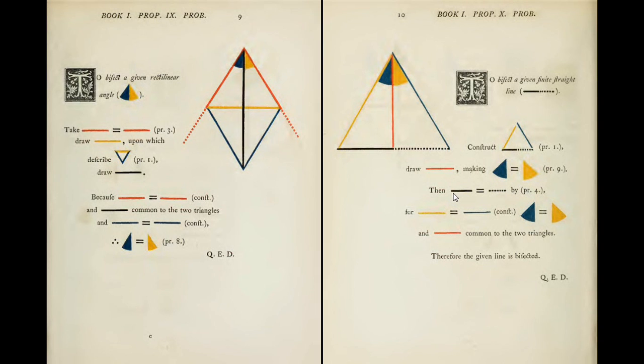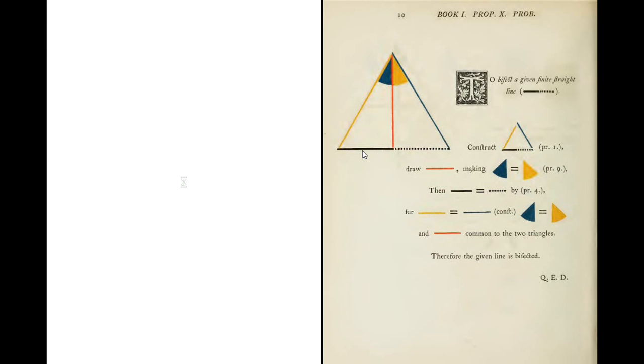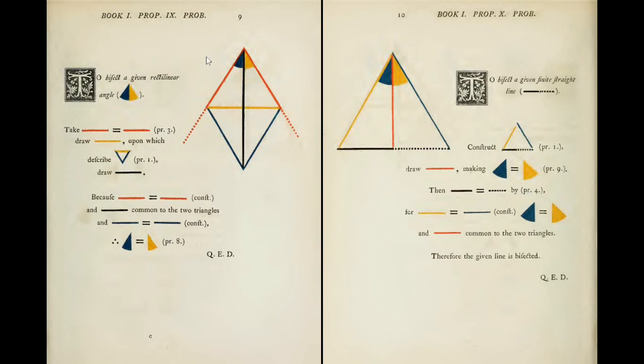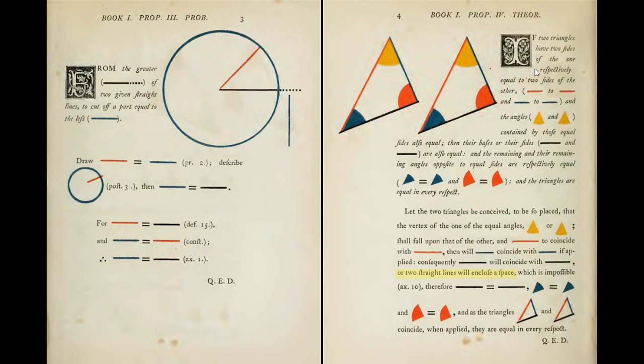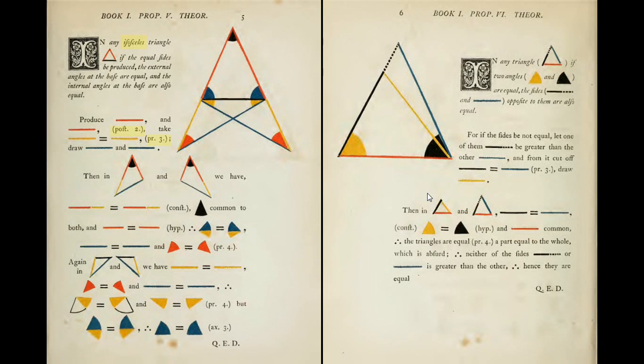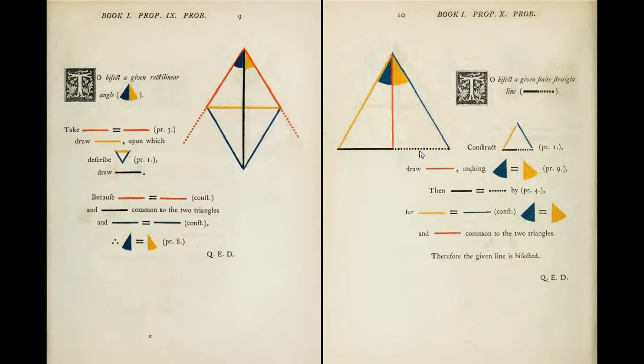All right. Then, by problem four, here it is. That's 10.4. Triangles are equal in every possible respect, provided that they share two sides in common and a common angle, right?